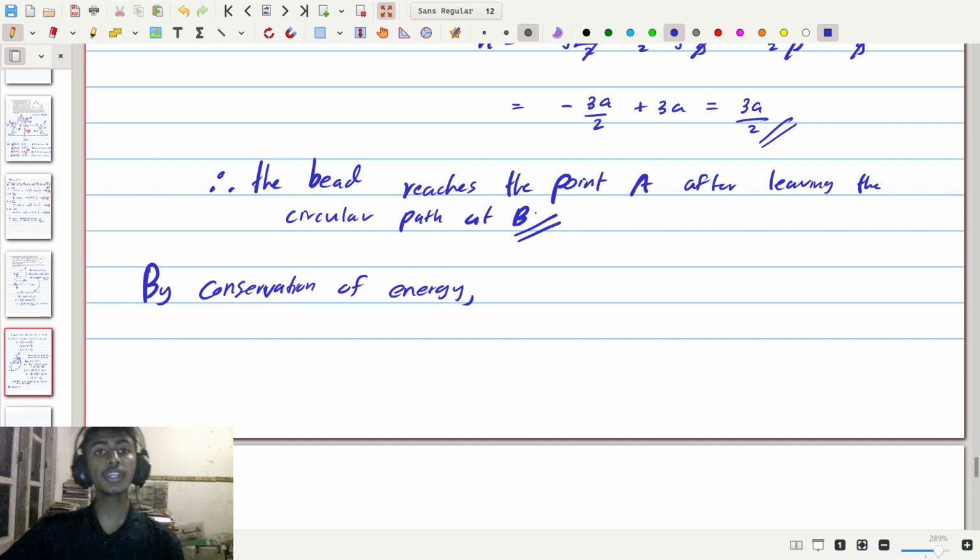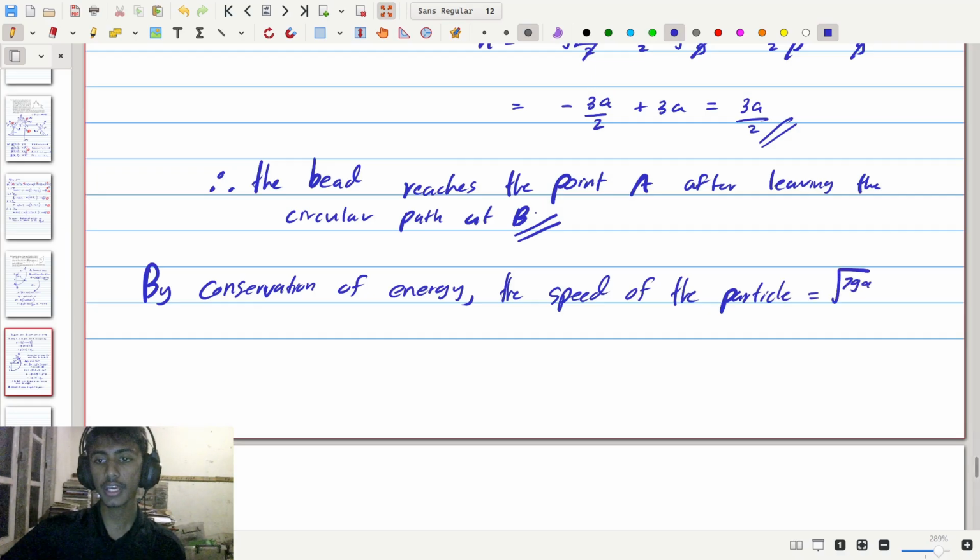since the particle didn't lose any energy along its entire journey and it returned to the same exact level at the same exact point A, the same exact kinetic energy and potential energy should be there in that particle before and after all of this motion. So by that we can say, by conservation of energy, the speed of the particle is equal to root 7ga over 2.